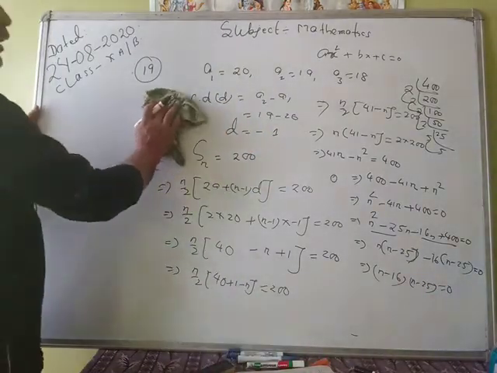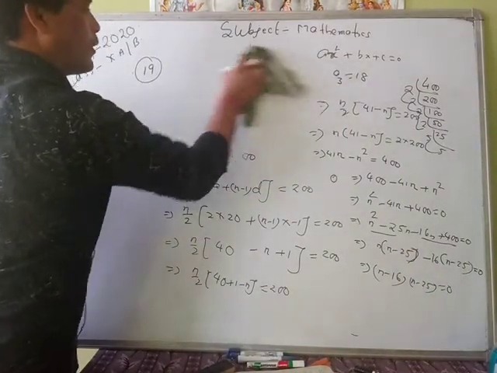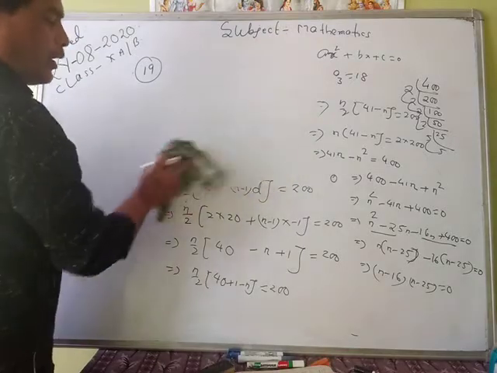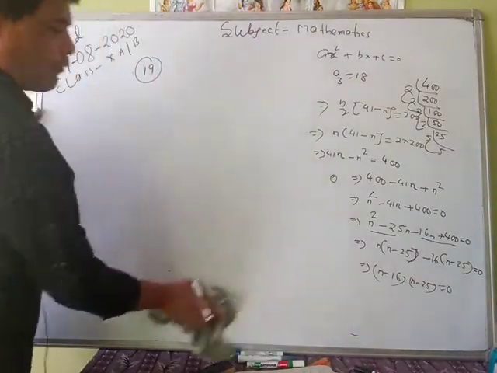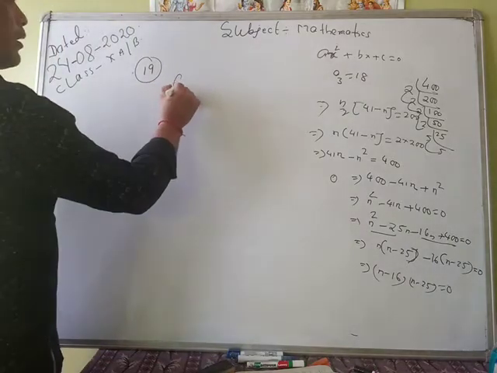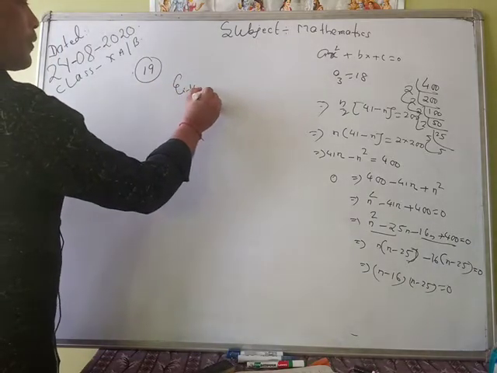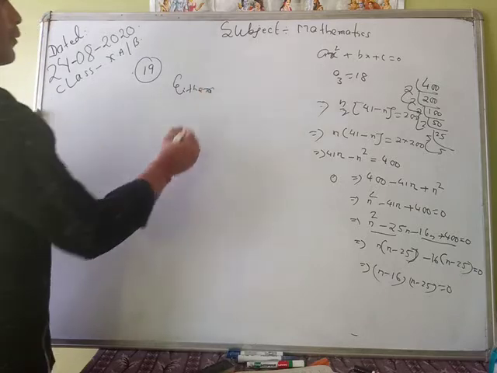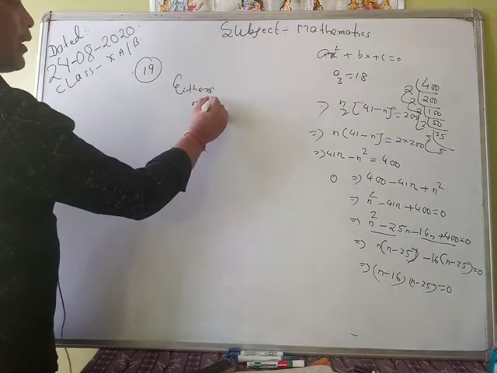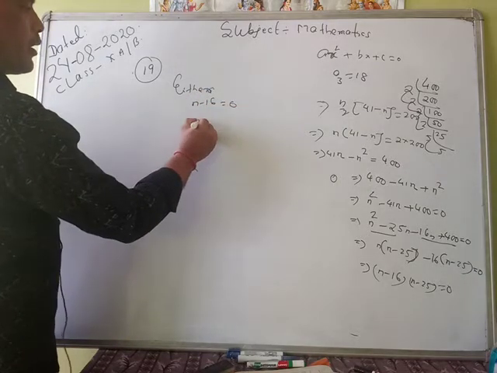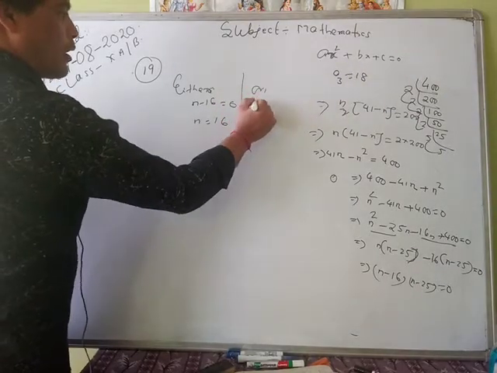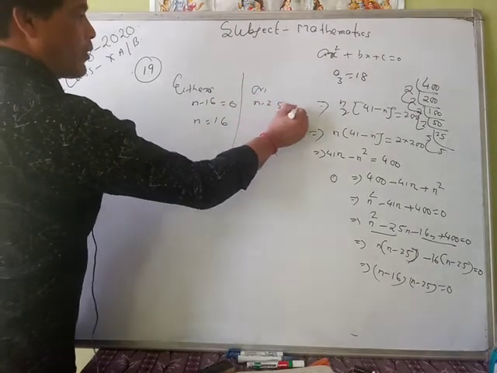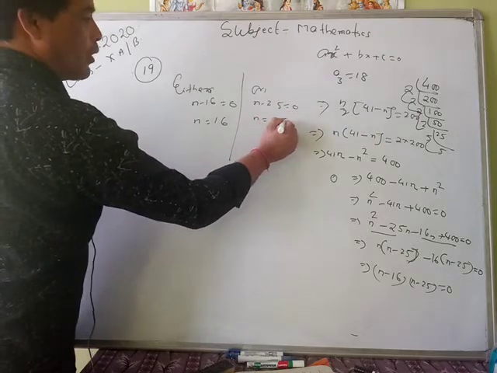Then again I have to complete it. A complete solution के गर्नु हामीले find out गर्नु. Complete solution find out गर्दाखेरि, either n minus 16 is equal to 0, n is equal to how much, 16, or n minus 25 is equal to 0, n is equal to 25.